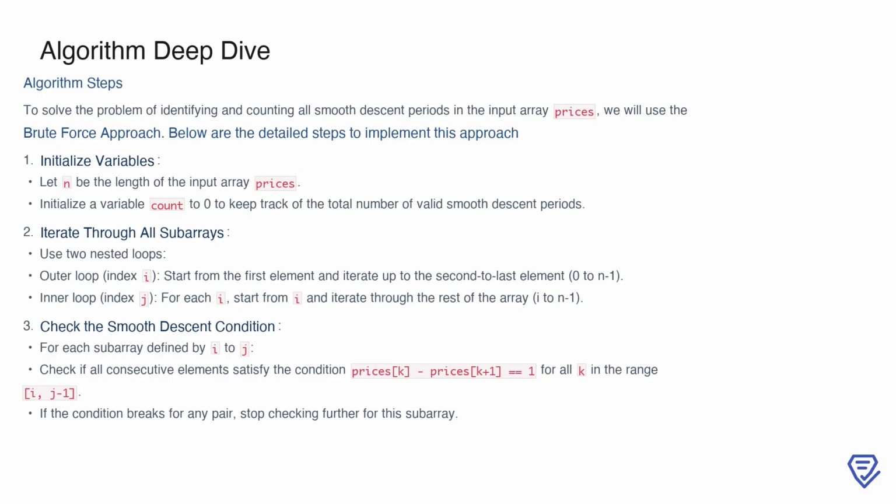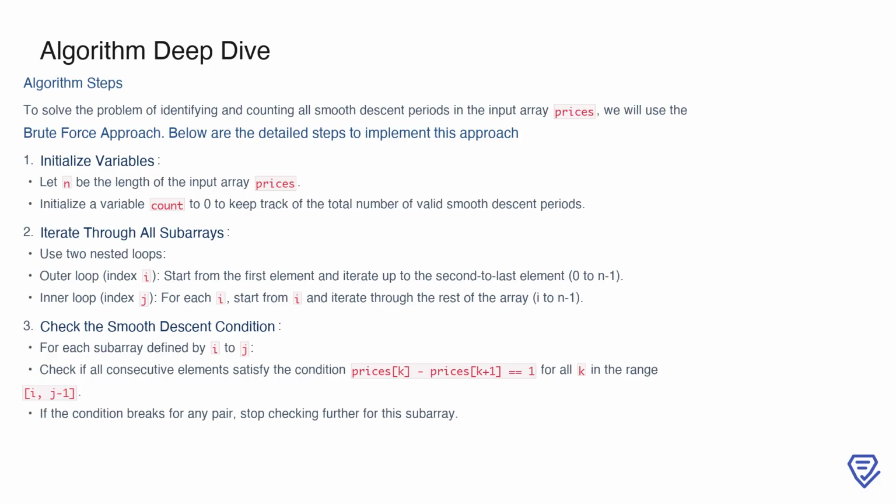The next step involves iterating through all possible subarrays of prices. This is achieved using two nested loops. The outer loop, with index i, starts at the first element and runs up to the second to last element, setting the starting point of each subarray. The inner loop, with index j, begins at the current index of the outer loop and extends to the end of the array, progressively increasing the length of the subarray being considered.